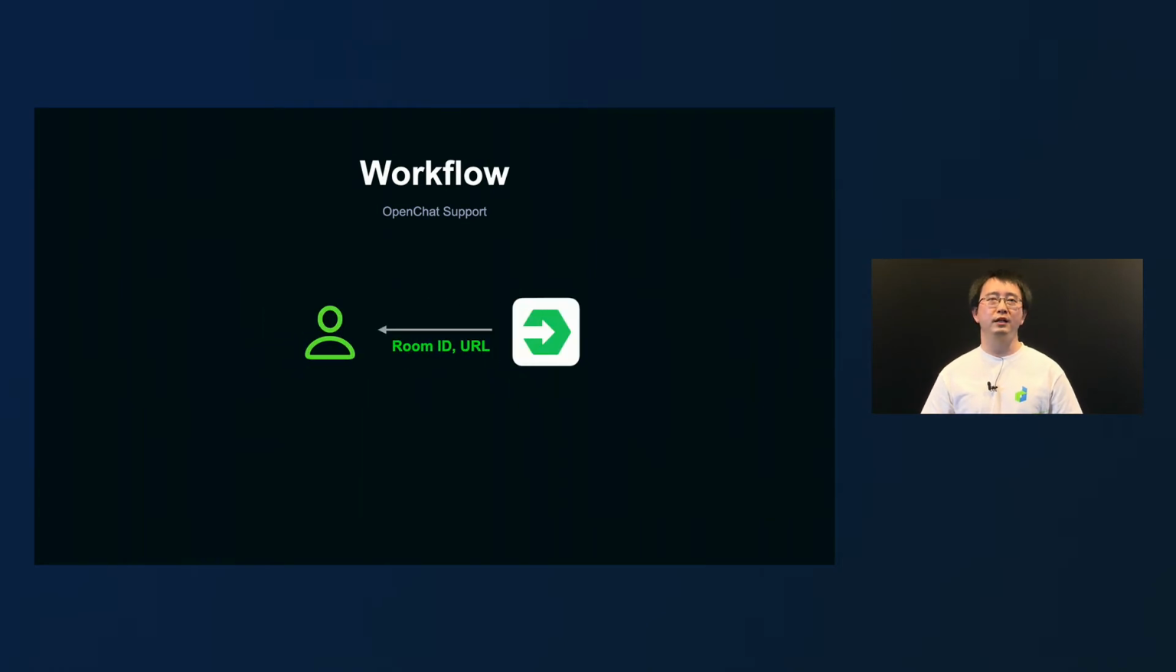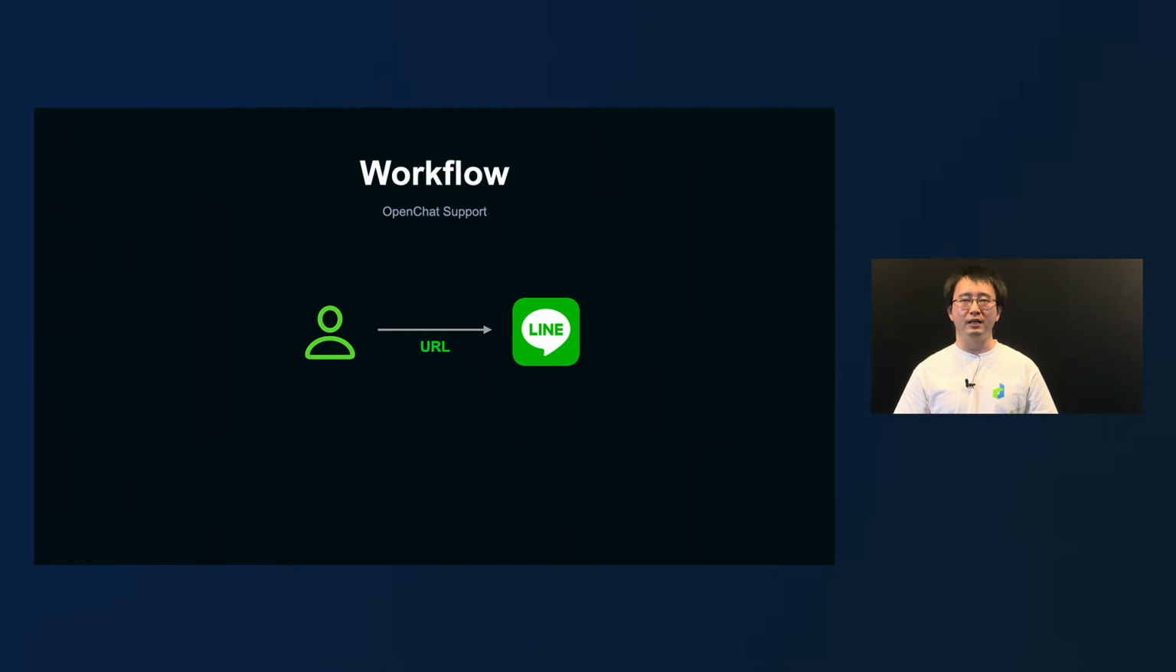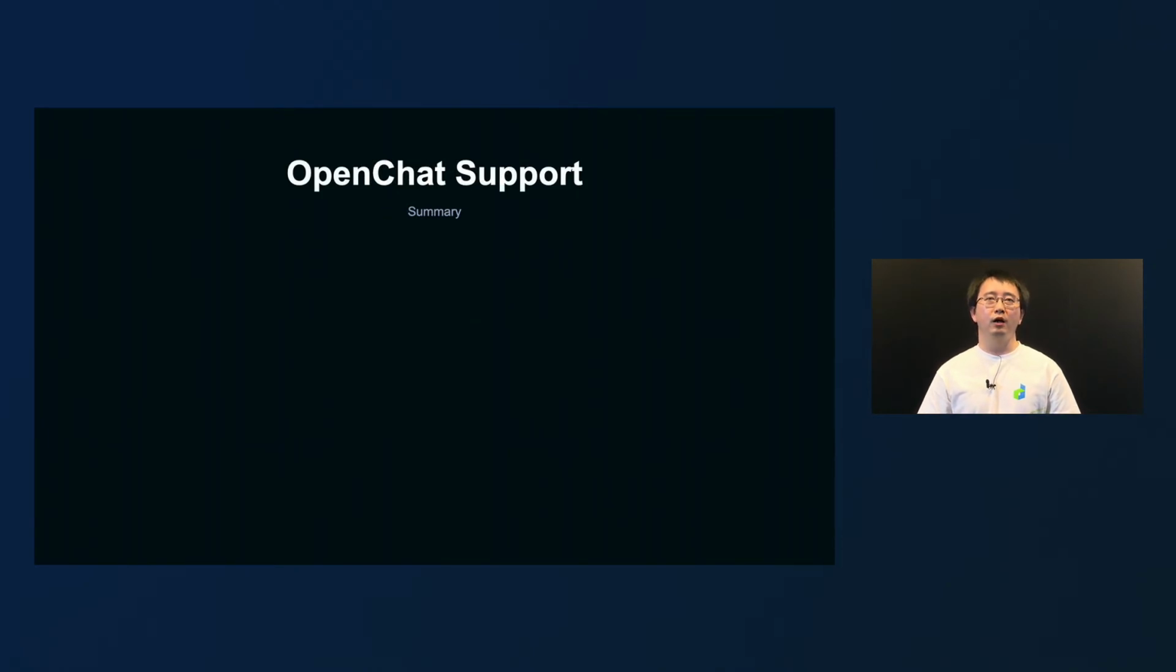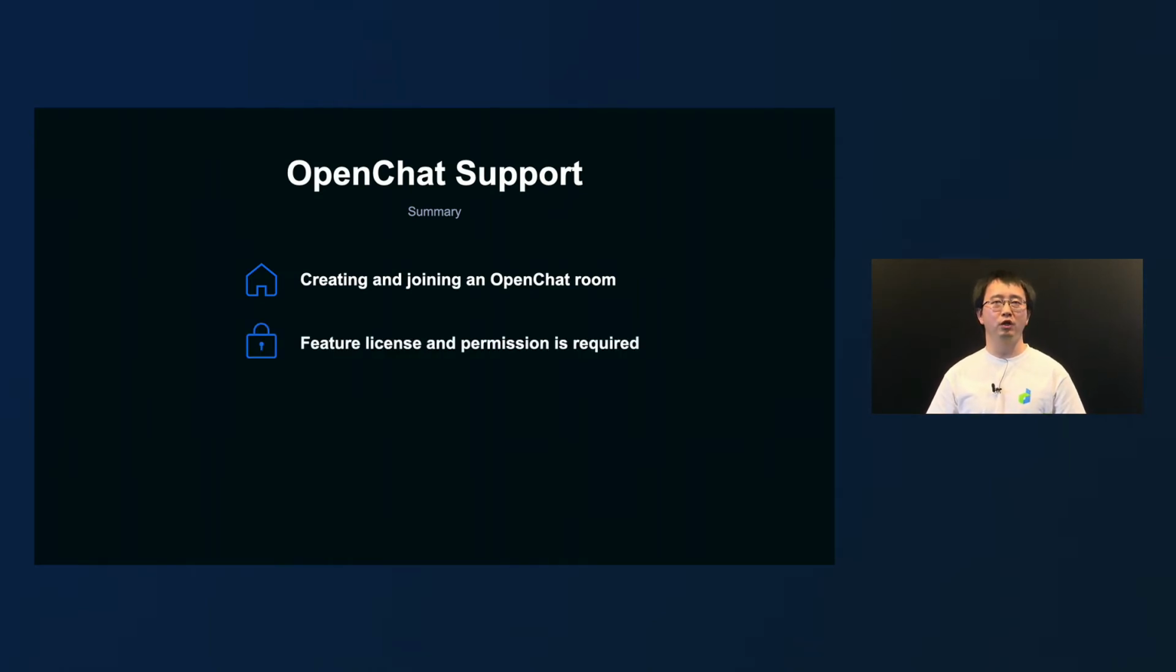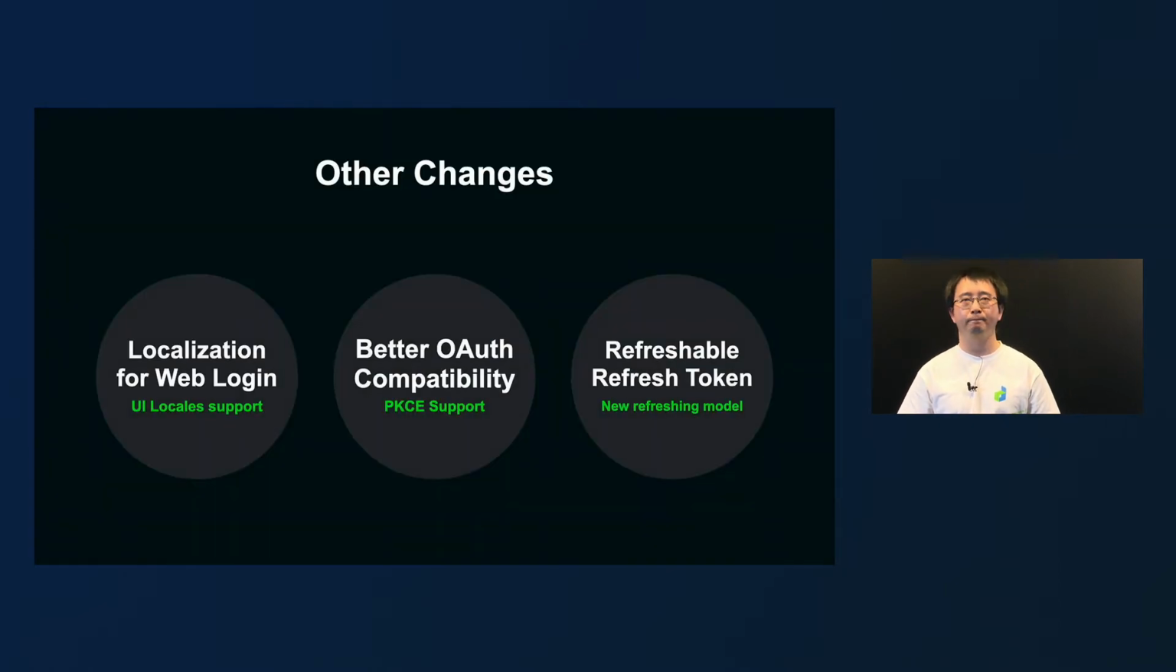LINE SDK then delivers the room ID and URL to your user. Then your user can use this URL to open the LINE app directly and be navigated to exactly the chat room and start talking. LINE OpenChat support can help create and join an OpenChat room. Also, feature license and permissions are required. It can increase customer stickiness for your app, and also has a built-in and customizable UI.